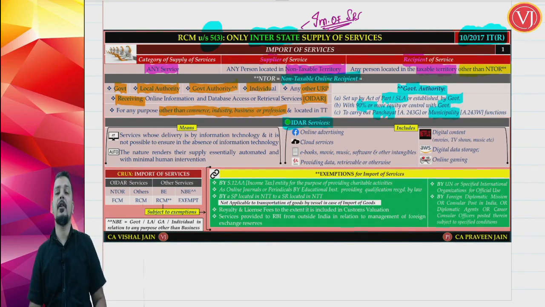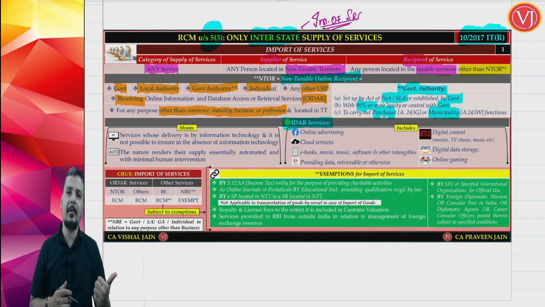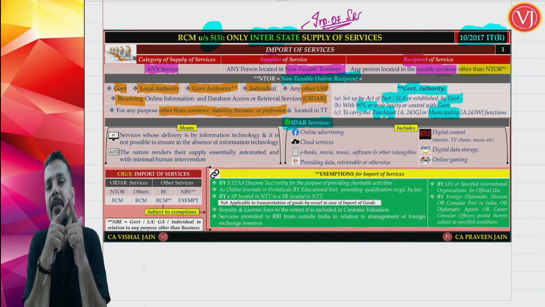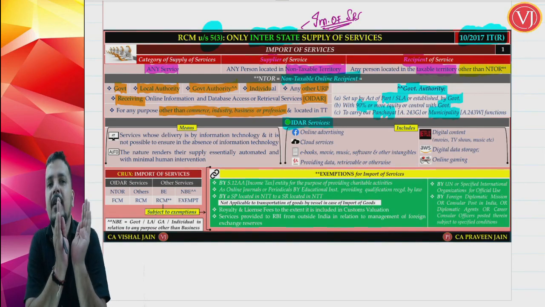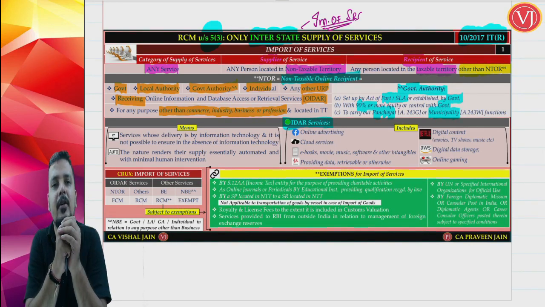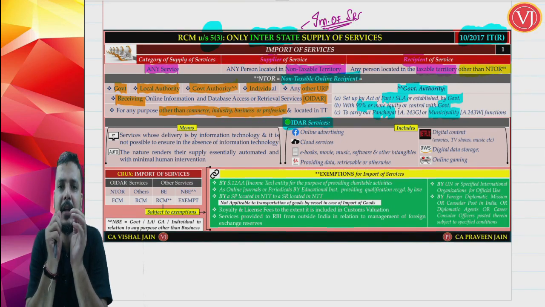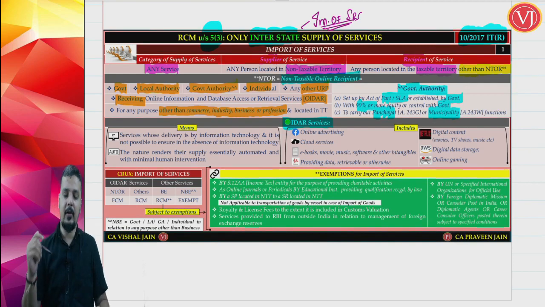So governmental authority means it is either set up by an Act of Parliament or state legislature, or it is established by government. Important point: 90% control or equity is with government. Another important point: they are going to do only two basic functions, either panchayat related works as per Article 243G or municipality related works as per Article 243W. So that is a governmental authority.